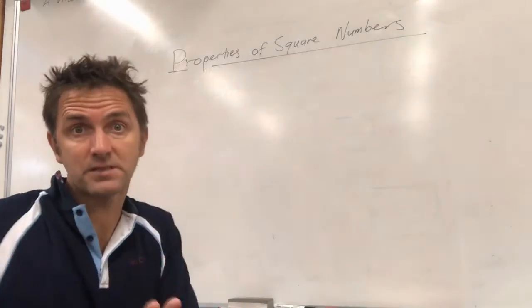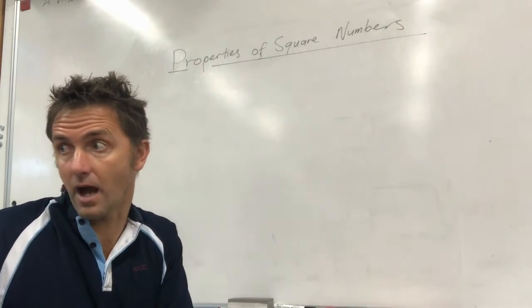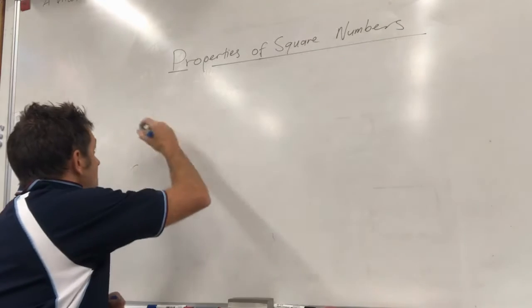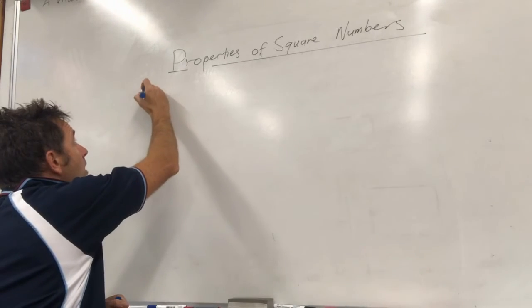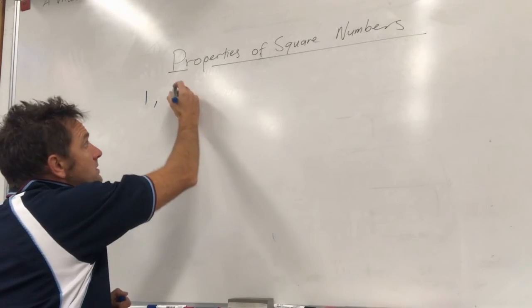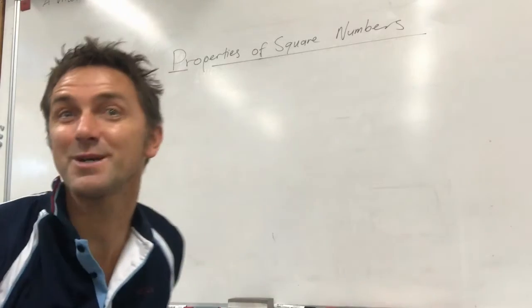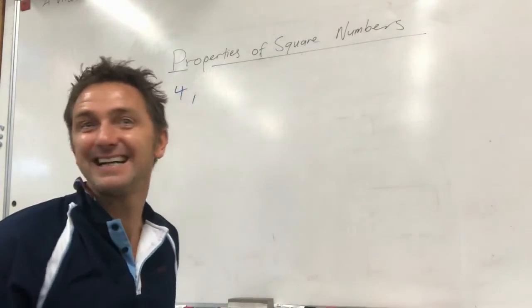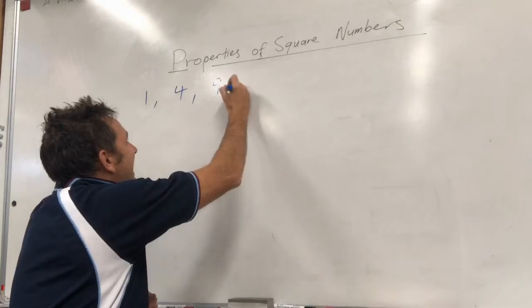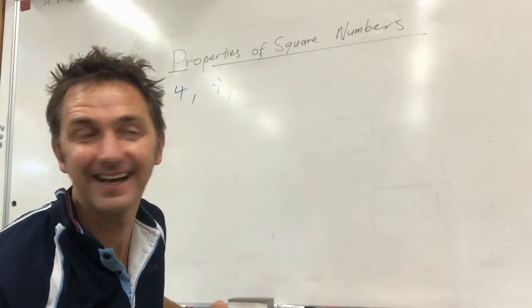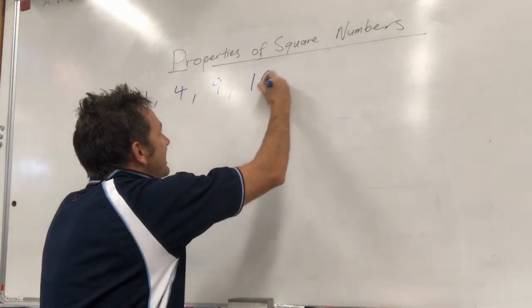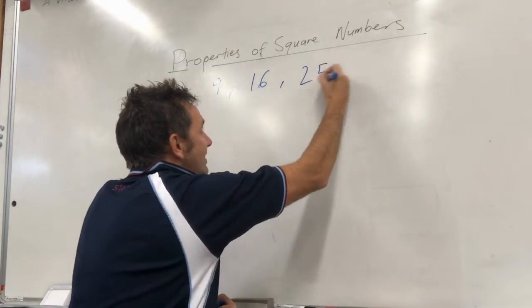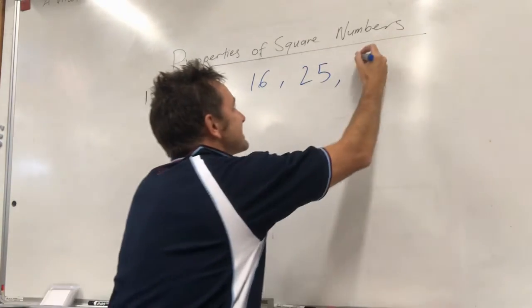Properties of square numbers. Now, first of all, let's write down the square numbers we know. We're going to do a little box up here, right? So the first square number was 1. The second was not 2, it is 4. Next one was 9. Next one was 16. Next one was 25. Then 36.